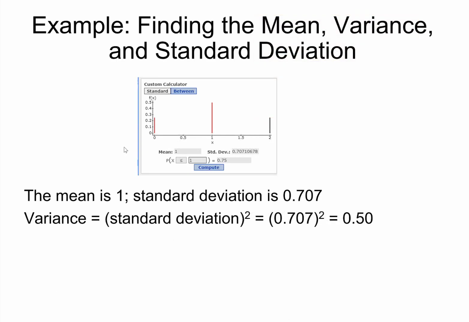And here's what it looks like. I get a little graph. Don't worry about the graph. We really don't use that. It shows the mean right here is 1, and there's the standard deviation, 0.707. And then to get the variance, I simply square the standard deviation. 0.707 squared gives me 0.5.